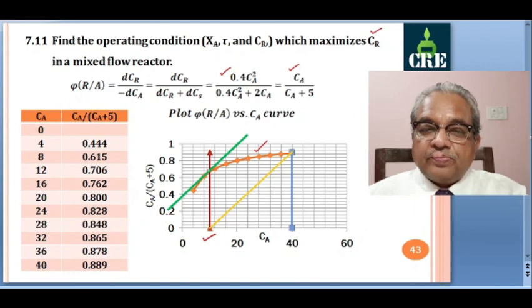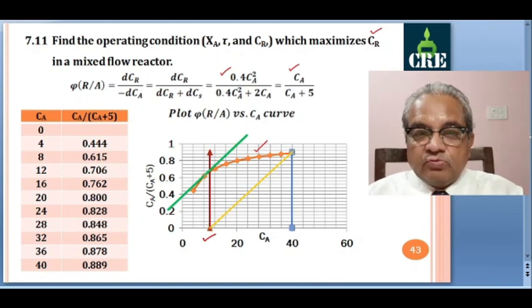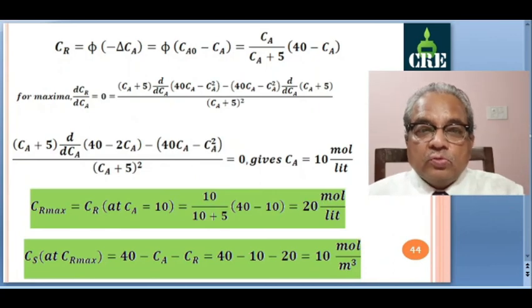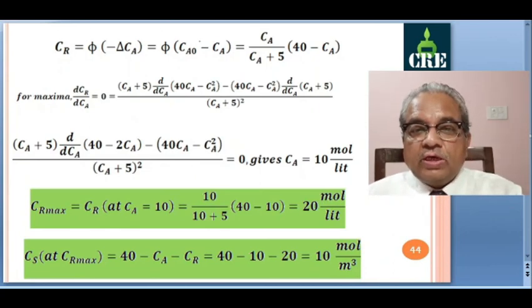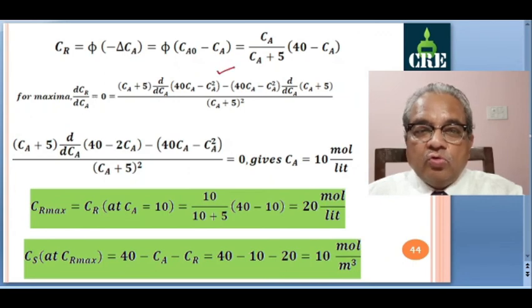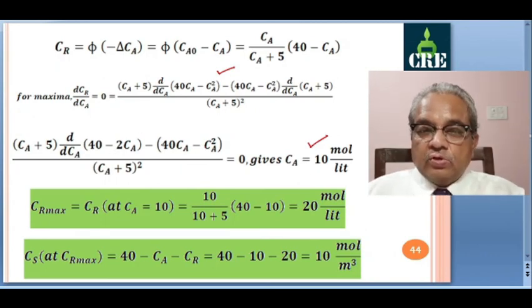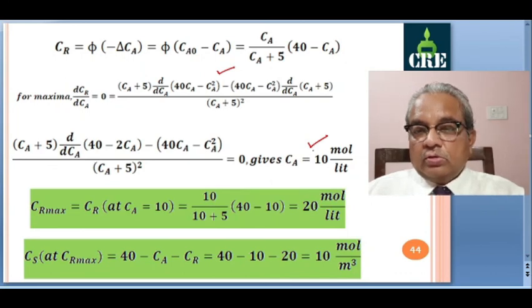This you can do by this method also, which is the graphical method, which we have seen earlier. Also, what we can do is we can write this for CR. So CA by CA plus 5 into 40 minus CA, like the previous problem. Again, applying the quotient rule, take the derivative of this with respect to CA, dCR by dCA, equated to 0. So when you solve this, you find out this derivative and solve for CA. So the numerator is equal to 0. You get CA equal to 10.